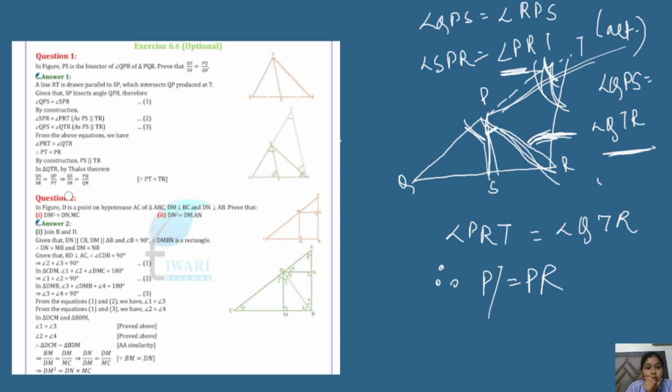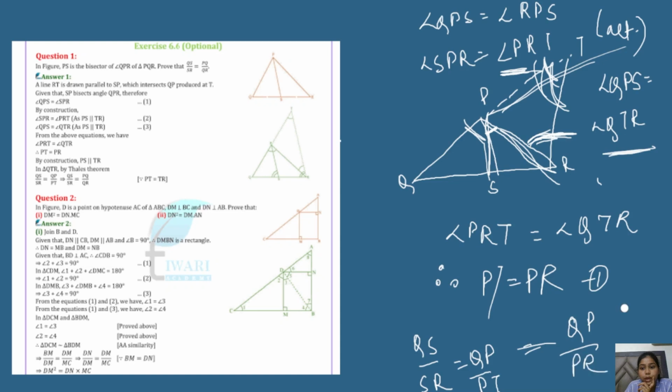in triangle QTR, by Thales theorem, since both of them are parallel, QS by SR will be equal to QP by PT. So we just have to replace this PT by PR from this particular equation, and hence QS by SR equals QP upon PR, and we are proved with the above question. Right, now let's move ahead with the next question.